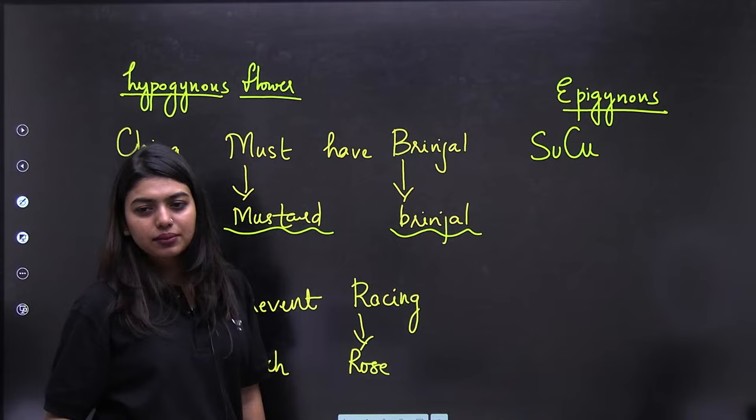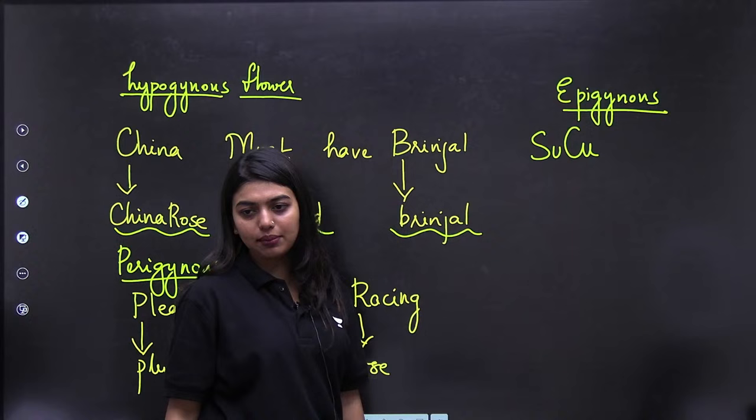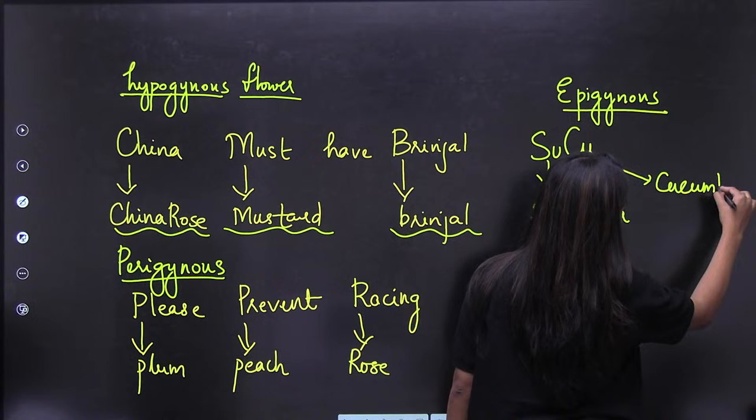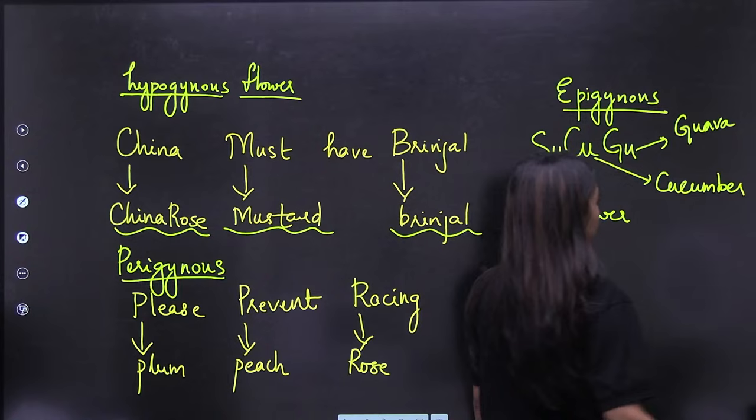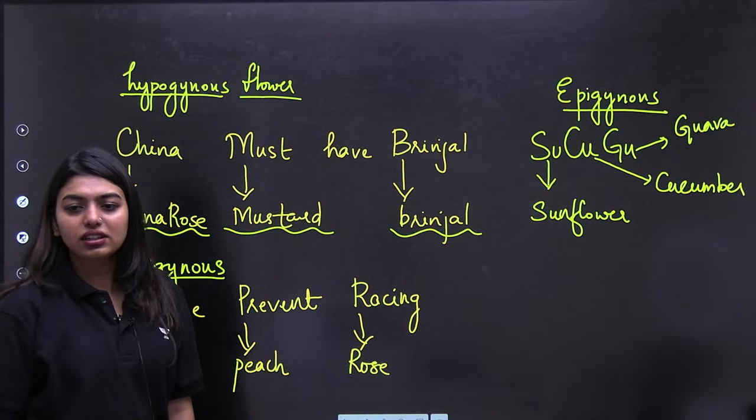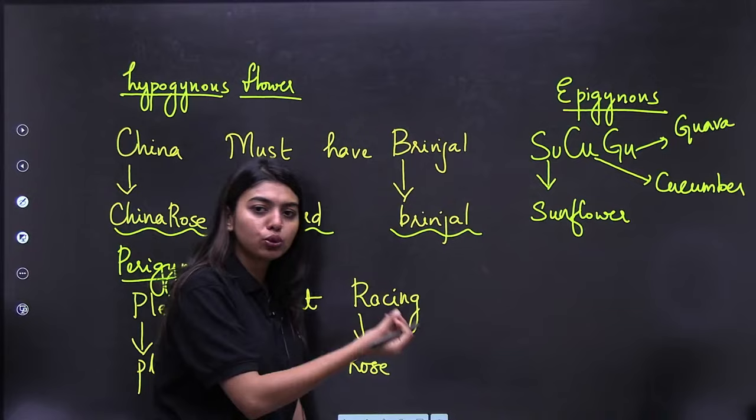Okay, great. So students, Sukugu is the example. What is the example? Suku. Su stands for sunflower. Ku stands for cucumber. Gu stands for guava. This is the way to remember your epigynous. Clear to all of you? Yes or no? Done? Very good. Good job. So we have completed that. You can think of Sukugu or you can think any way that is easier for you.